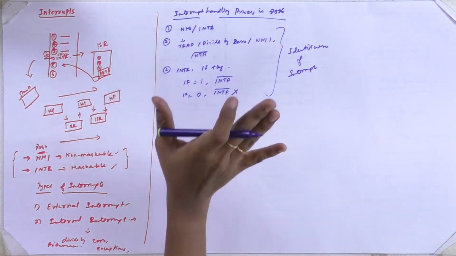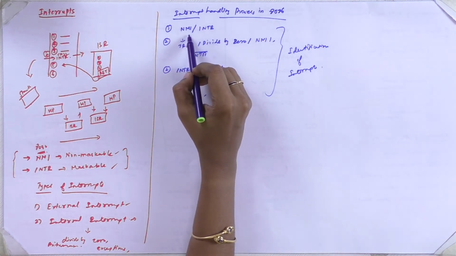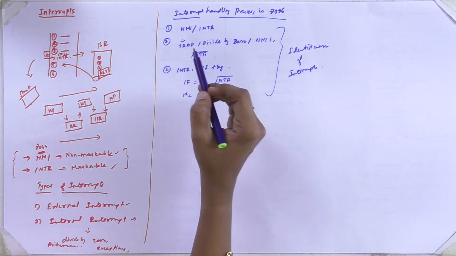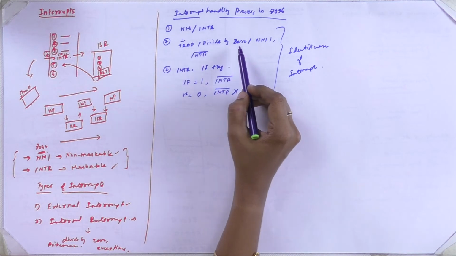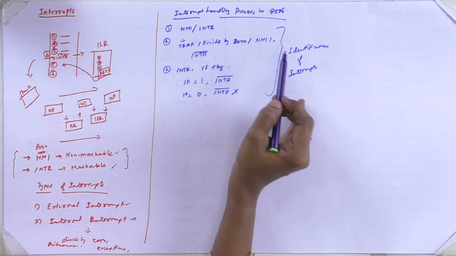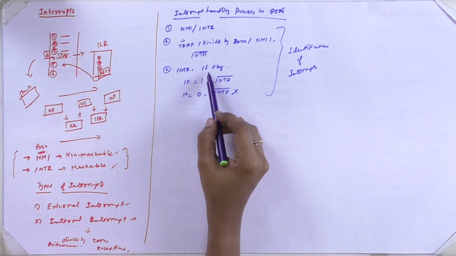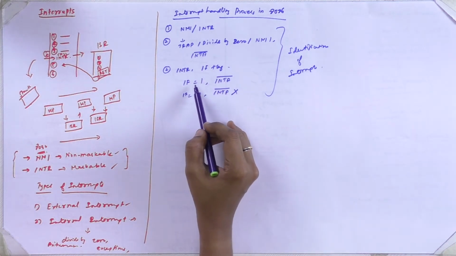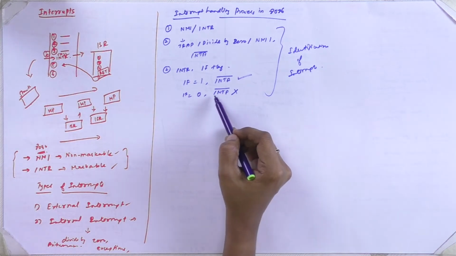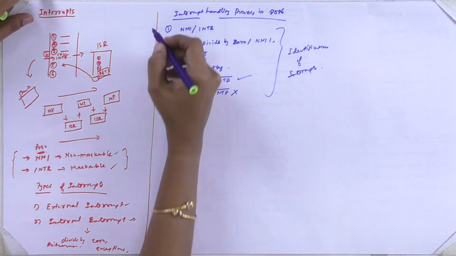To summarize this identification process, first an interrupt request will be given via the NMI or INTR pin to the processor. If it is an NMI or trap or divide by zero, then the processor sends interrupt acknowledgement immediately. But if it is an INTR request, then the processor will check the status of the IF flag. If the flag is set, then interrupt acknowledgement is given. If the IF flag is reset, then interrupt acknowledgement is not given. So this is the first sequence.